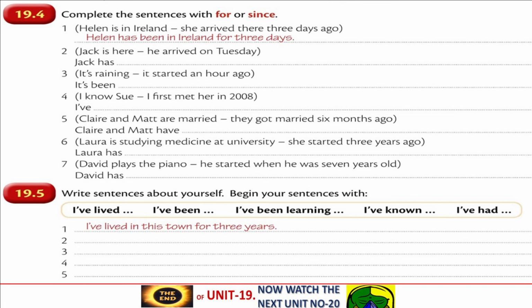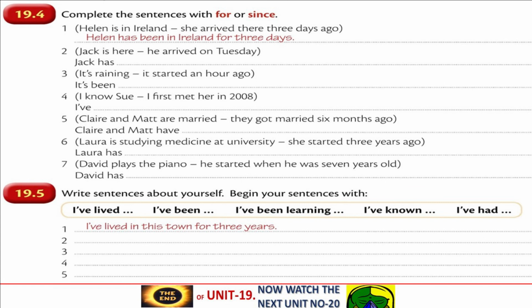Number 4. I know Sue. I first met her in 2008. I've known Sue since 2008. Number 5. Claire and Matt are married. They got married 6 months ago. Claire and Matt have been married for 6 months. Number 6. Laura is studying medicine at university. She started 3 years ago. Laura has been studying medicine at university for 3 years. Number 7. David has played the piano since he was 7 years old.